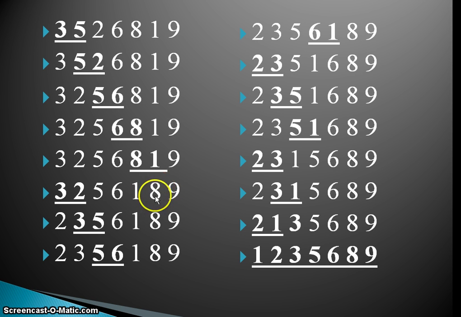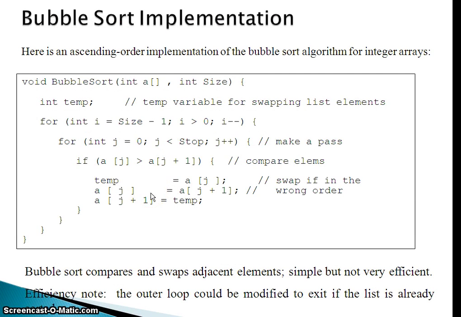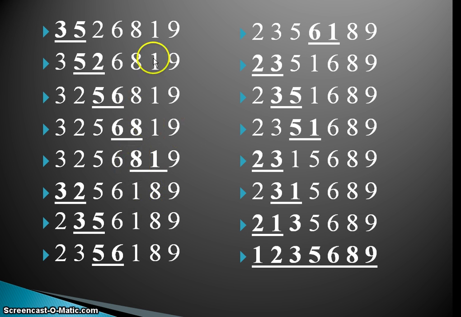And the next largest element after 9, that is 8, will be placed in the second last position. So like this the procedure continues until we get the list in sorted order like 1, 2, 3, 5, 6, 8, 9.